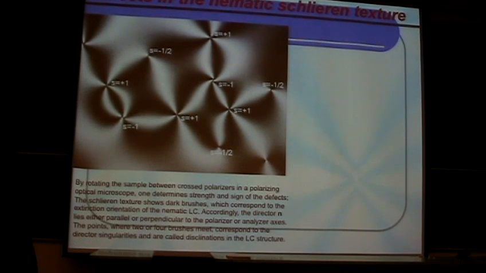One would need to either rotate the sample and see how the dark brushes in such a texture rotate with respect to the rotation of the sample. Either they rotate in the same direction or in the opposite direction, and this would give either positive or negative signs for these particular disclinations. On the other hand, one could also use additional phase retardation plates and other means to distinguish those defect lines, which from an image like this look quite similar to each other.